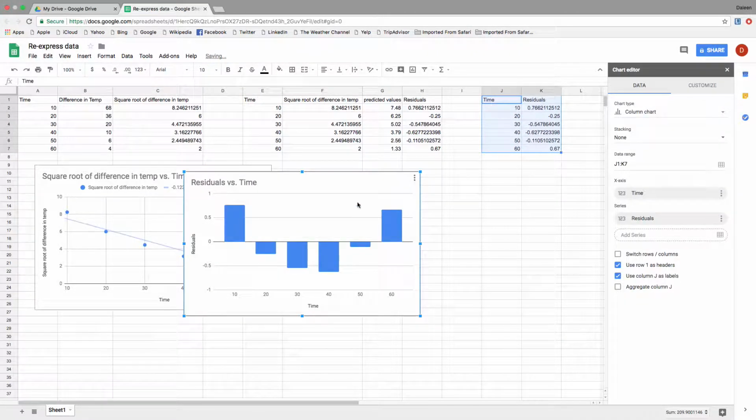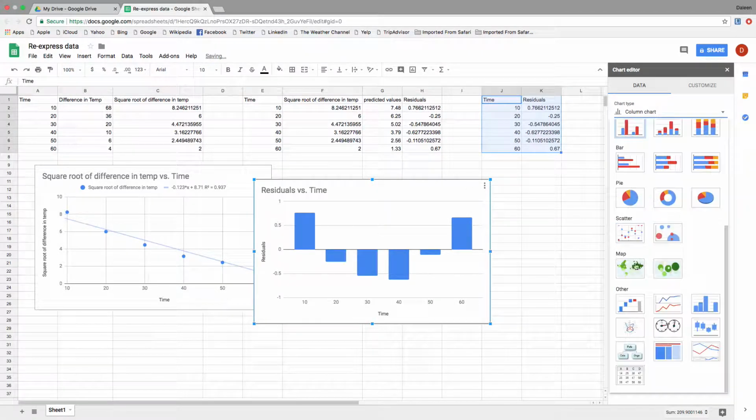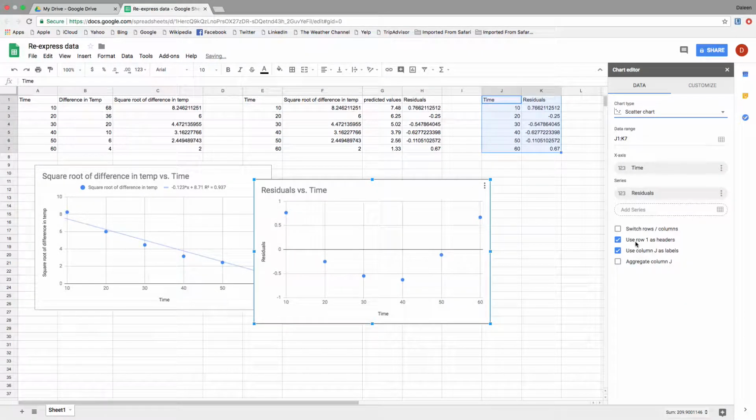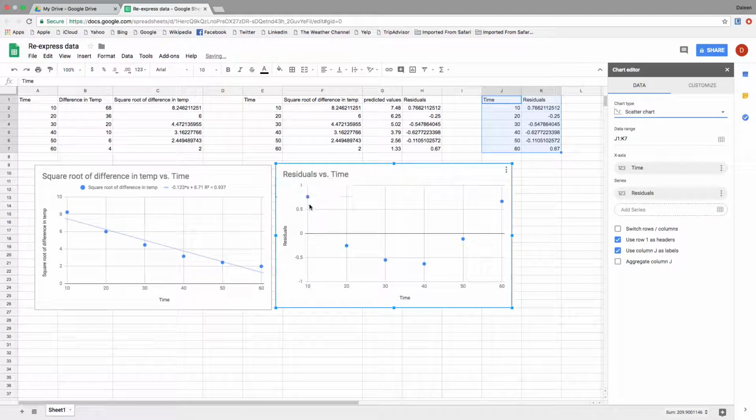Insert chart. That's not what I want. I want a scatter plot. This almost looks worse. This is a very definitive U shape. It's a very clear pattern. What we don't want to see in a residual plot is a clear pattern, and that's what we see here. So even though the scatter plot looks better, the residual plot is telling us that a linear model is not working yet.